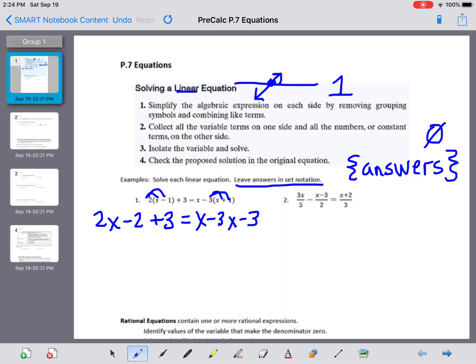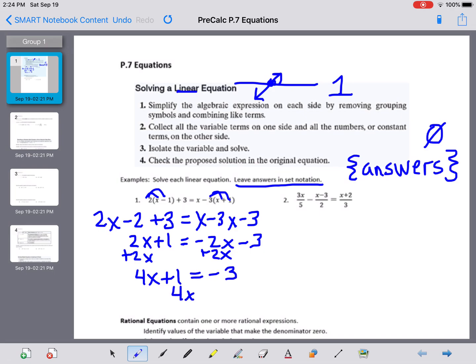Let's clean up sides first before we start joining. So on the left side, I get 2x plus 1. On the right side, I get -2x minus 3. Now I'm going to join like terms, so I'm going to add my 2x to the other side. I end up with 4x plus 1, and that'll equal -3. Subtracting 1, I get 4x equals -4. Divide by 4, and x equals -1.